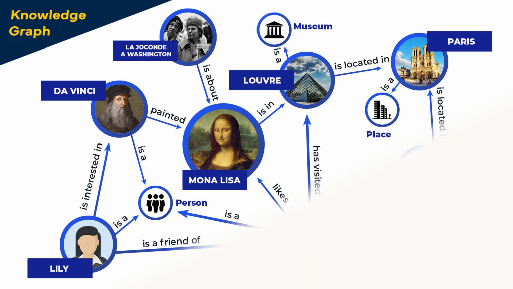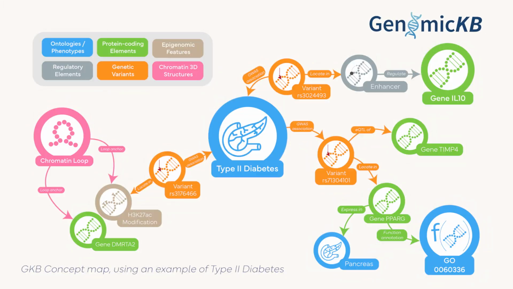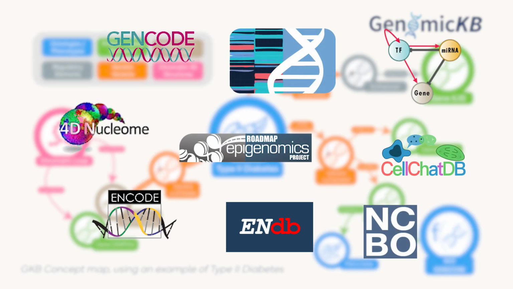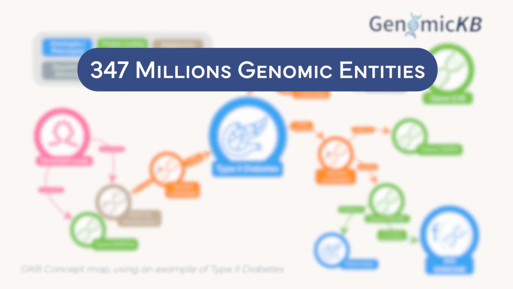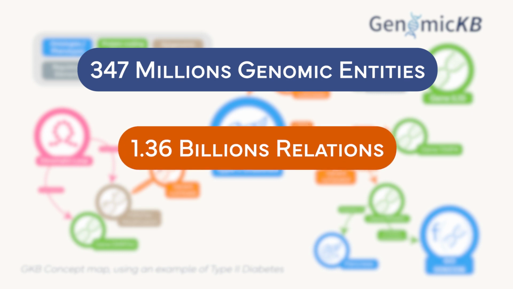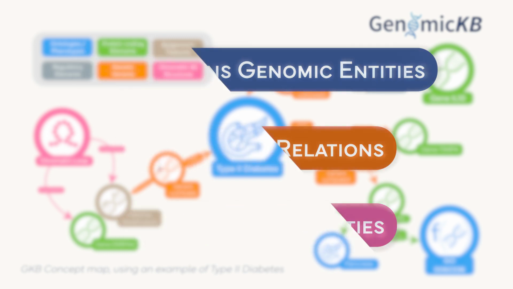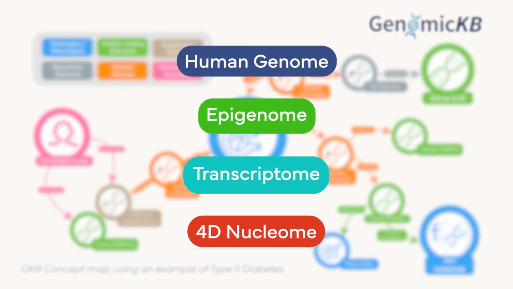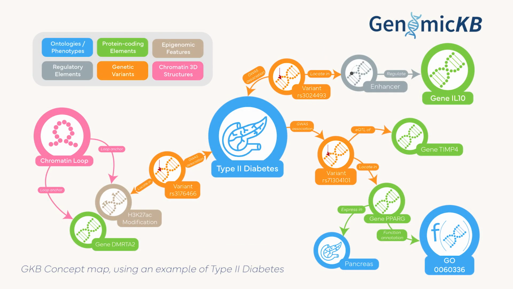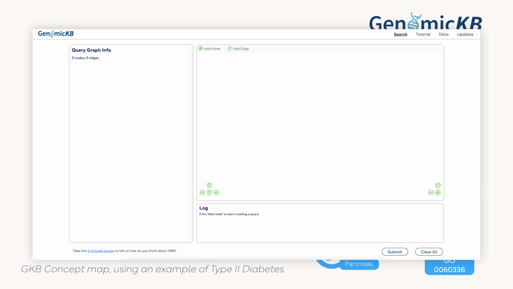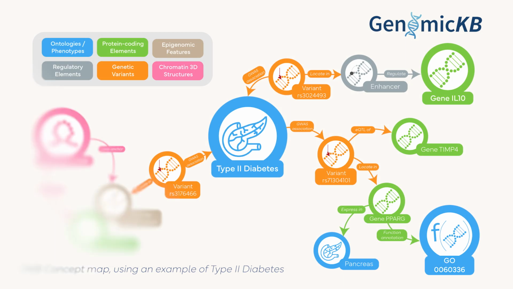GenomicKB is a specialized knowledge graph that consolidates genomic data from over 30 consortia and portals, comprising 347 million genomic entities, 1.36 billion relations, and 3.9 billion entity and relation properties. It focuses on the human genome, epigenome, transcriptome, and 4D nucleome, and provides a coding-free and intuitive query system to turn multimodal data analysis into a simple process.